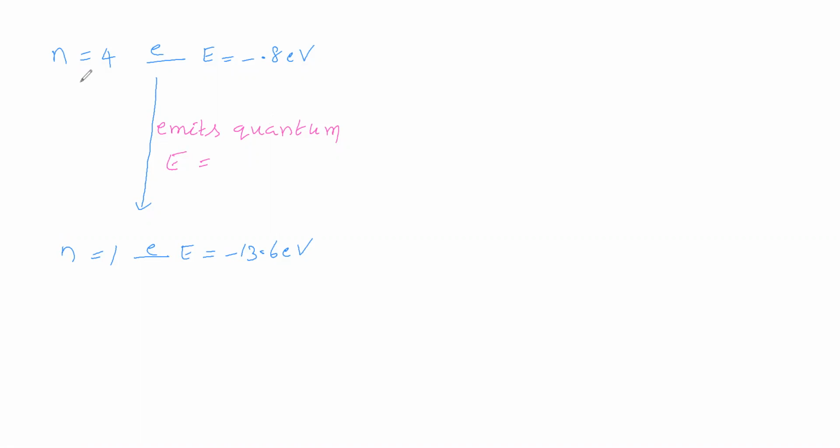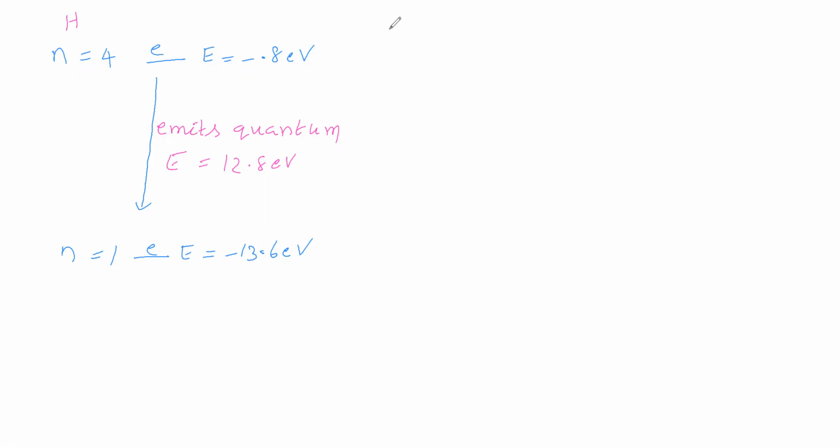Okay, this is a hydrogen atom. In the hydrogen atom, we are considering one electron. This electron present in the fourth level has an energy of minus 0.8 electron volt. It is jumping directly to the first level, where the energy is minus 13.6 electron volt. During jumping, it is emitting a quantum. The energy emitted is 12.8 electron volt. One quantum is emitted.